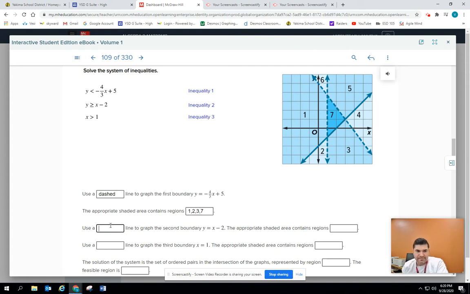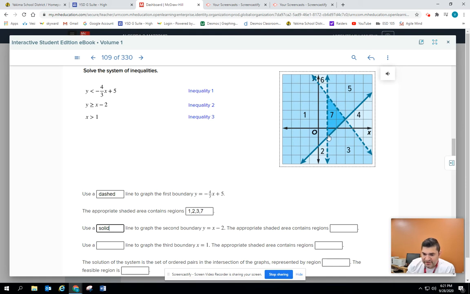Okay, now the next part says use a blank line to graph the second boundary, y equals x minus 2. Again, we have this greater than or equal to. We do have an equal part on here, so it will be a solid line. So y equals x minus 2. Our intercept is -2, which is right here, and this is y equals x with the -2 here. This is our line.